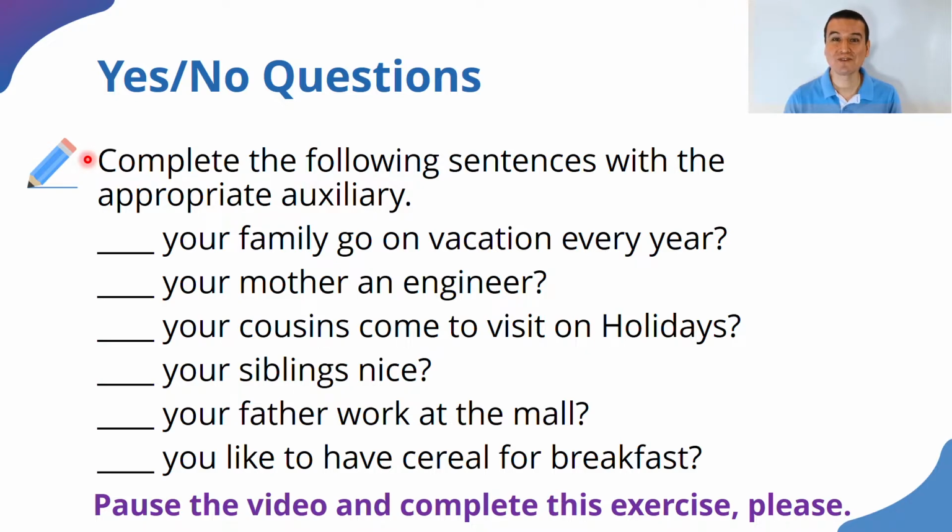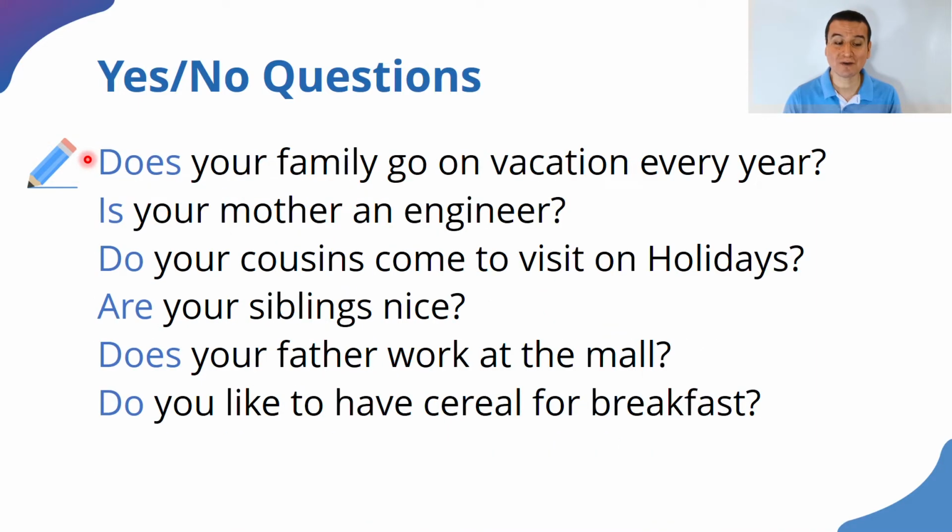All right, thank you very much for having completed the activity, and let me show you the answers. Here they are. Does your family go on vacation every year? In British English, that would be do your family, but in American English, does your family. Is your mother an engineer? Do your cousins come to visit on holidays? Do, because your cousins is plural. Are your siblings, meaning your brothers and sisters, nice? Does your father work at the mall?